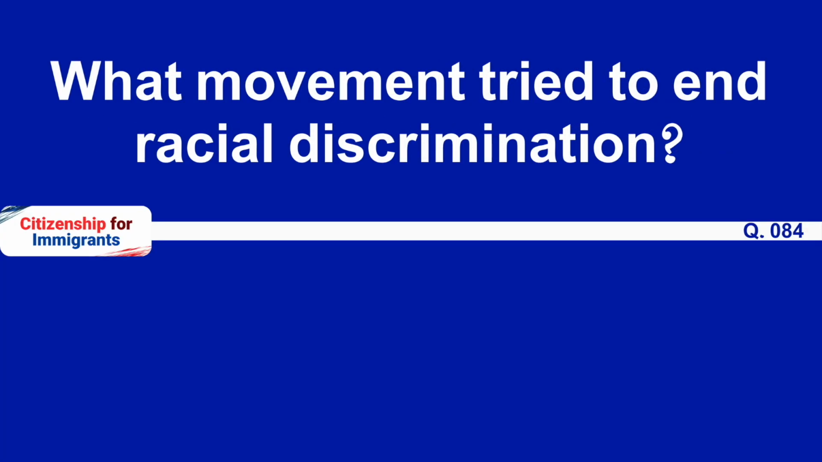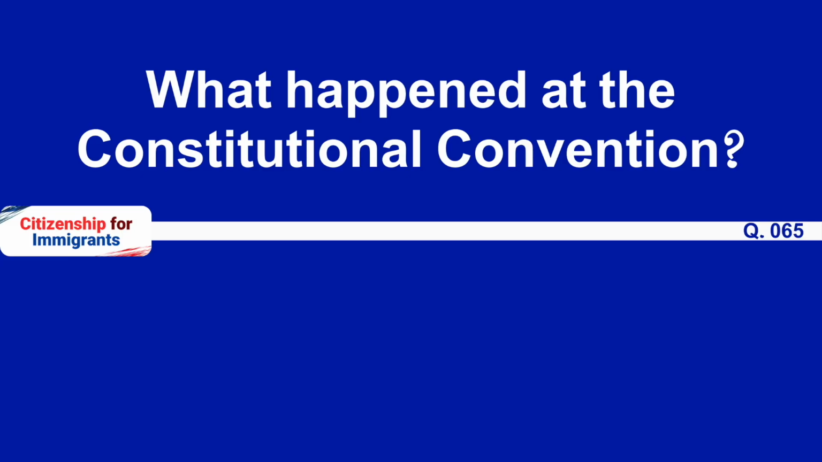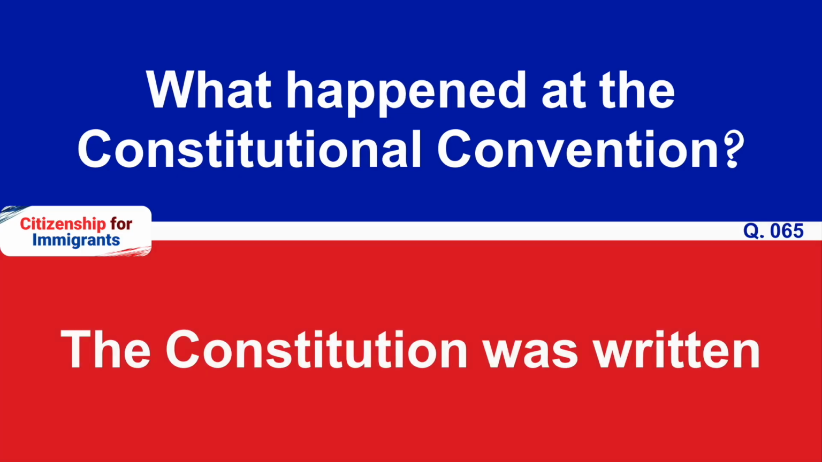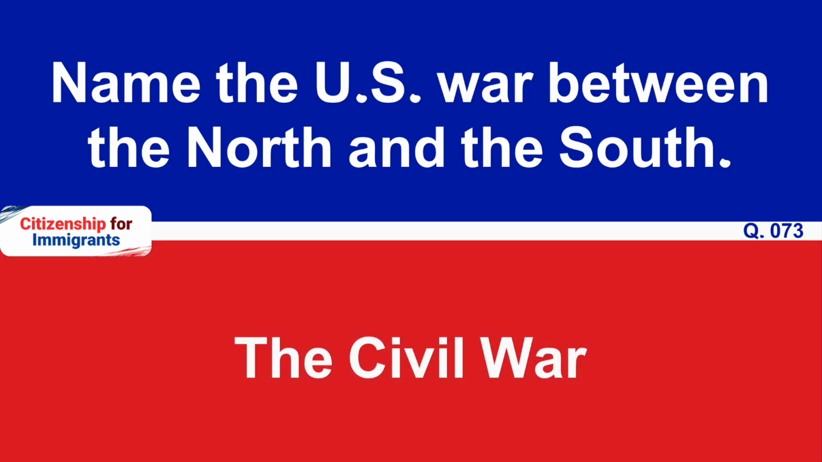What movement tried to end racial discrimination? Civil rights movement. What happened at the Constitutional Convention? The Constitution was written. Name the U.S. war between the North and the South. The Civil War.